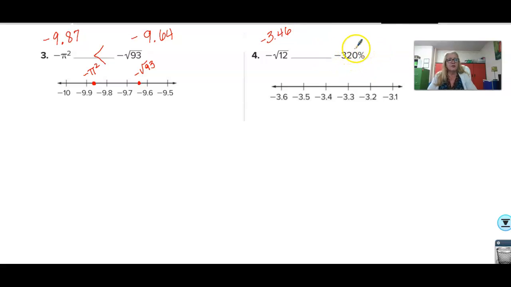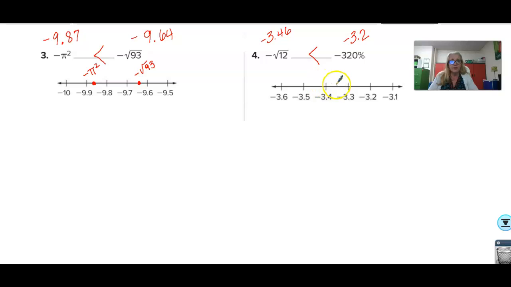And negative 320%, this is really negative 320 over 100, which gives us negative 3.2. Okay. So which one's bigger? Remember, with negative numbers, less is more. So negative 3.2 is actually greater than negative 3.46.